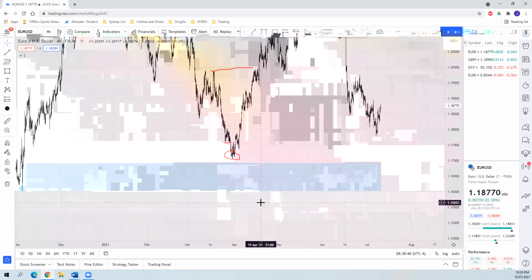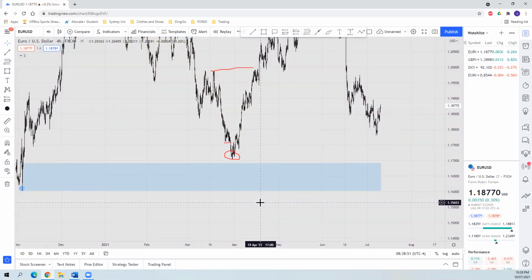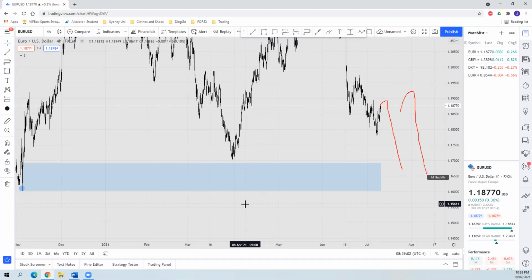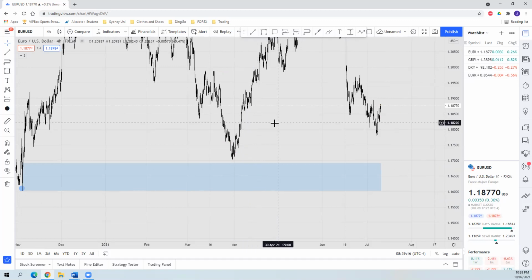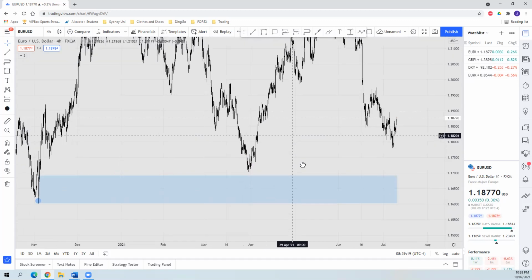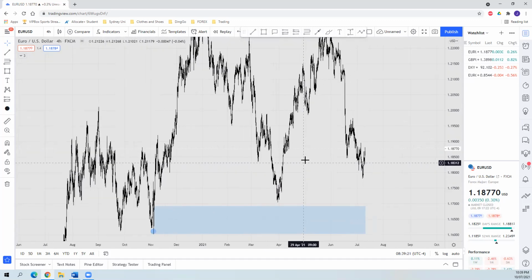The next thing we should consider is that EU and GU are correlating pairs. Since GU wants to go back up, EU might go too. But if EU does this, GU might come back too. Because they're correlating pairs, that might happen. Always take partials and then leave a runner and look for the reaction. If it's giving break of structures, close the positions.